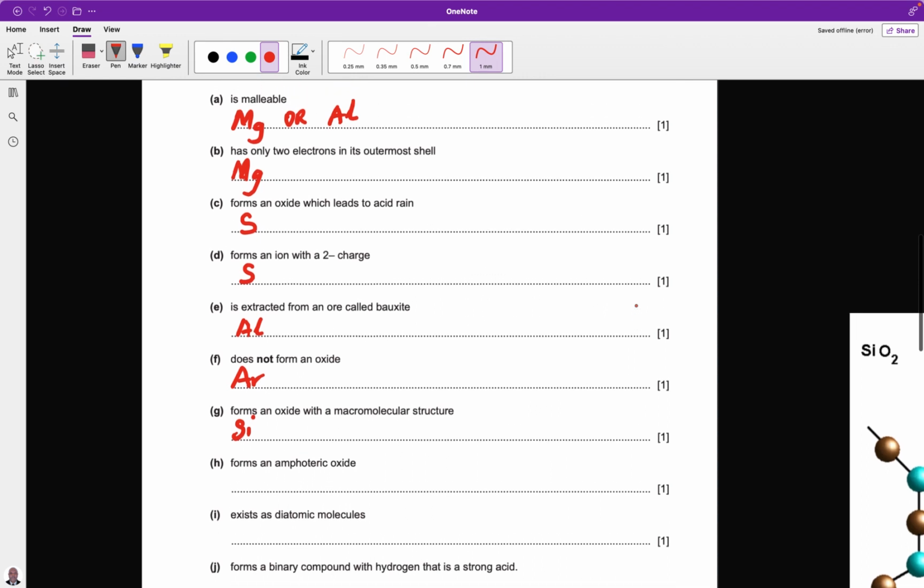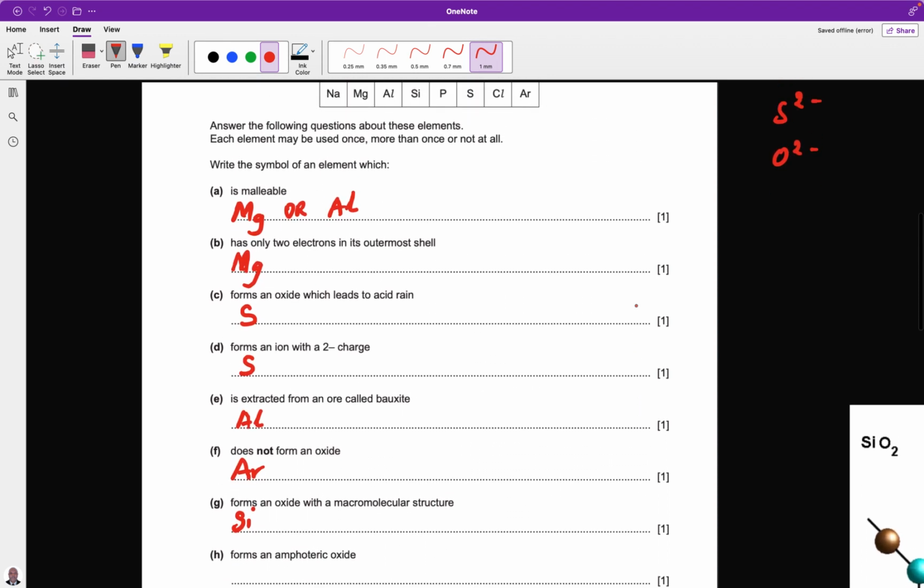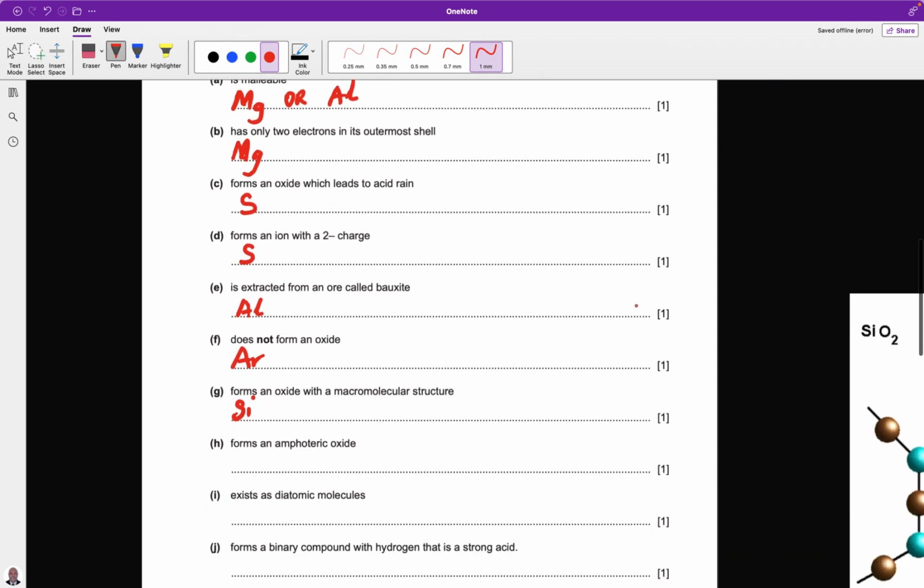Aluminum oxide is amphoteric. The oxide of aluminum will act both as an acid and as a base. That is why we say it is amphoteric. So the element here is Al. H is Al.